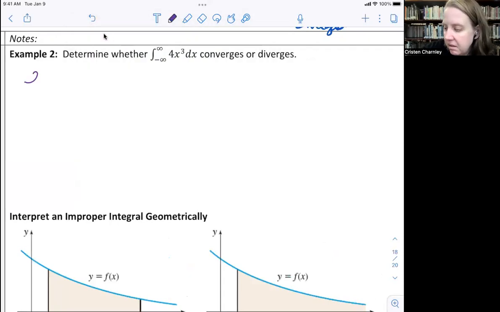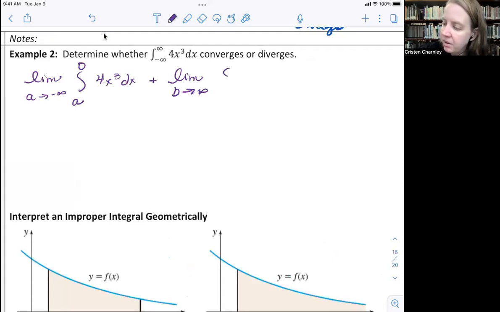It would be the limit as a approaches negative infinity of the integral from a to 0. We're going to include a pit stop at 0. 4x cubed dx plus the limit as b approaches infinity of the integral from 0 to b of 4x cubed dx. Did I have to stop at 0? No, it's a convenient place. You could stop at 1, you could stop at 2. I mean, whatever feels appropriate for the problem, but 0 makes a good middle ground there.